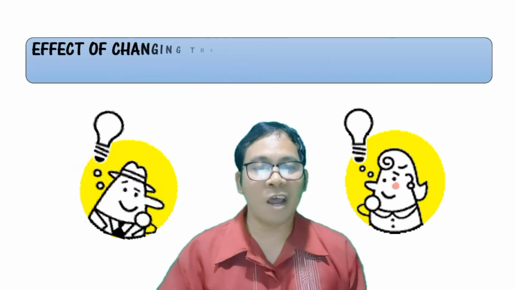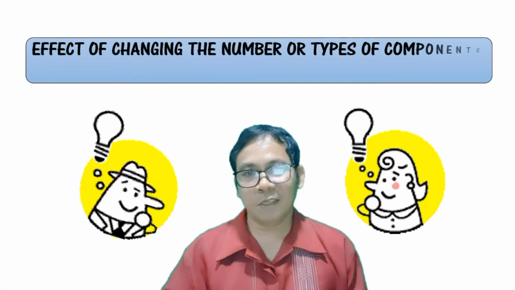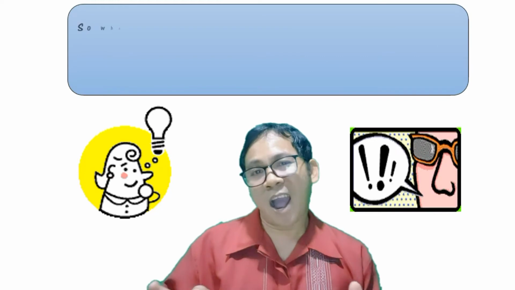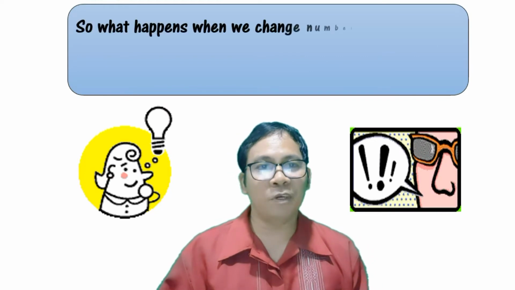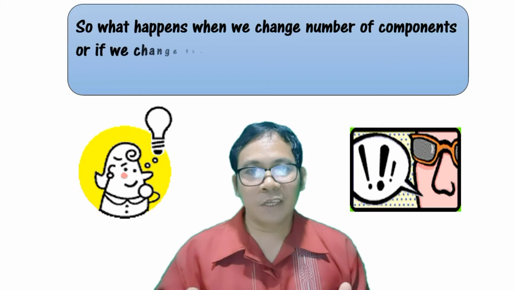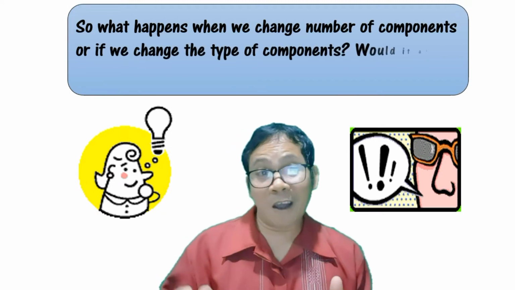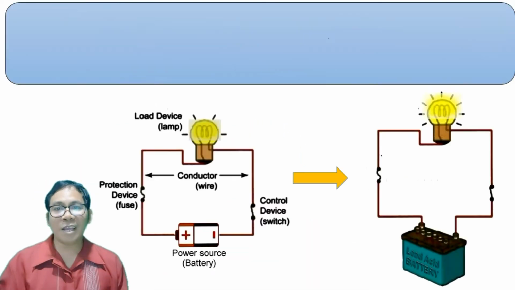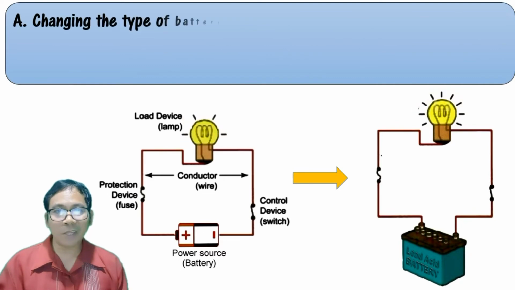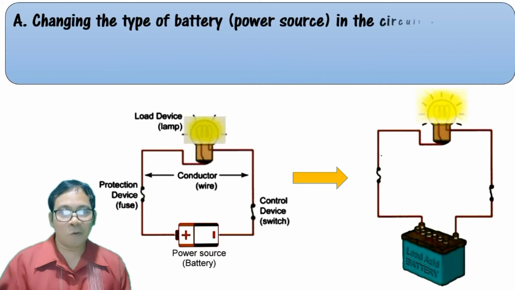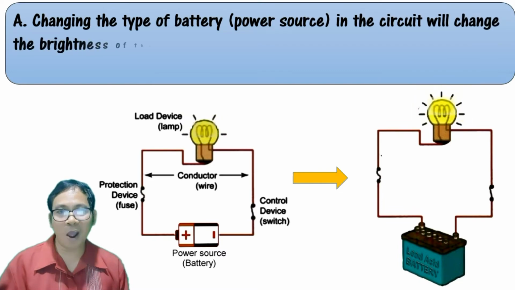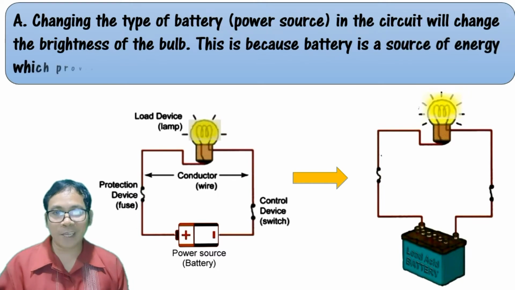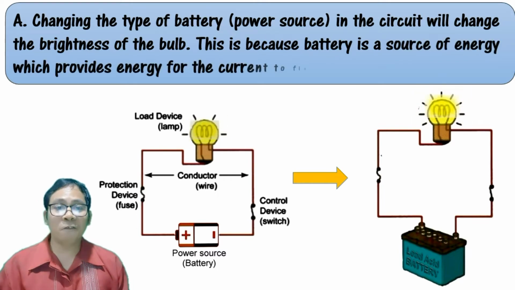Effect of changing the number or types of components of a simple electrical circuit. So what happens when we change the number of components, or if we change the type of components? Would it affect the brightness of the bulb? A. Changing the type of battery in the circuit will change the brightness of the bulb. This is because the battery is a source of energy which provides energy for the current to flow in a circuit.